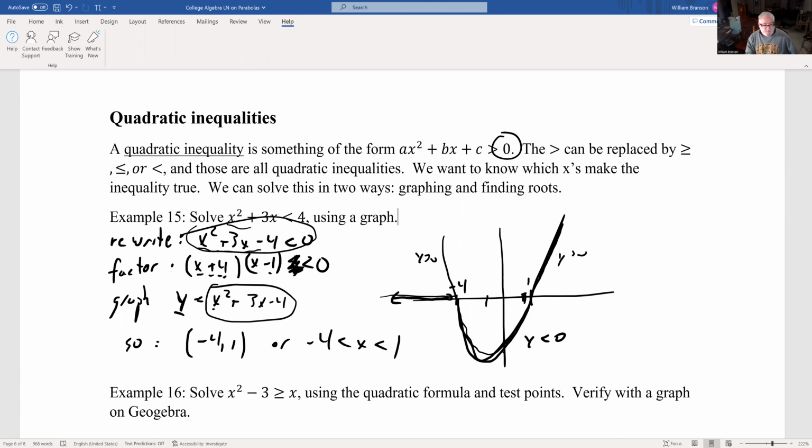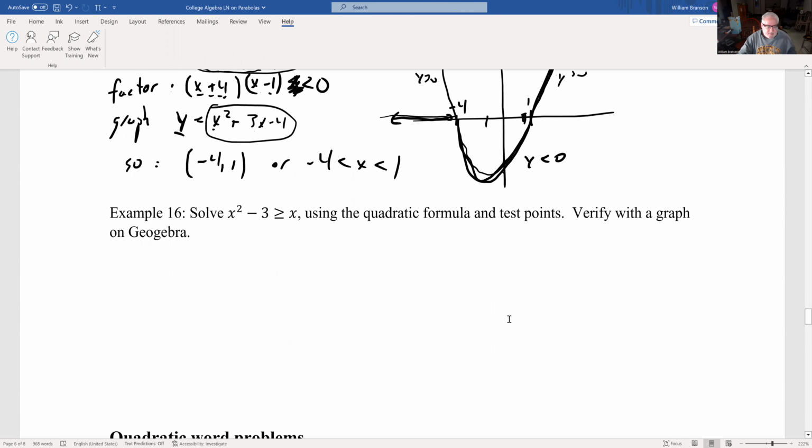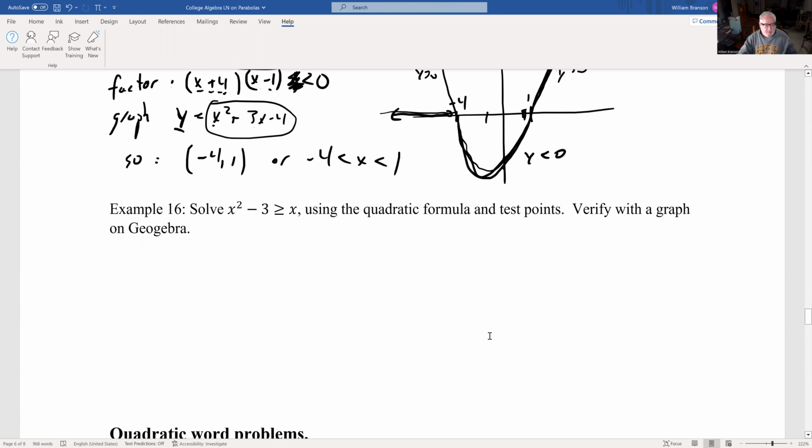That's our solution. So when we think about a function being greater than 0, that means we're talking about above the x-axis. A function less than 0 is below the x-axis. So we can graph and look at it. We can do a sort of similar thing, though. I'm going to delete that because I don't have GeoGebra up and running at the moment. x squared minus 3 greater than x, using the quadratic formula and test points.